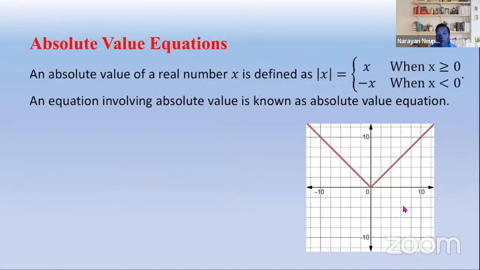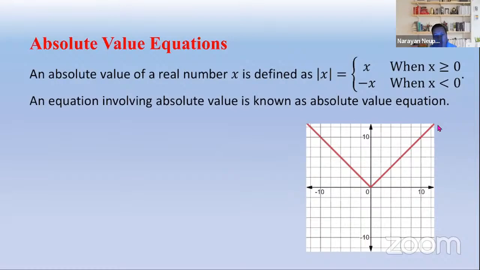First, we are going to look at the definition of absolute value. When we say absolute value, the absolute value of a real number x is defined as, look at the definition here, we write it as the absolute value of x equal to positive x if the value of x is greater than 0, or it will be negative x when the value of x is less than 0.